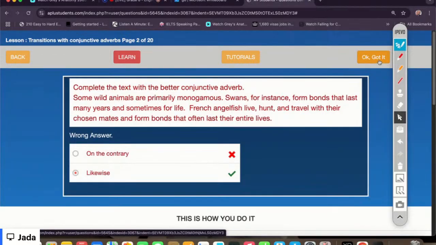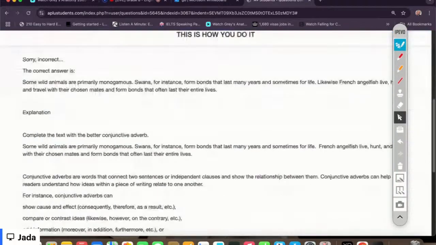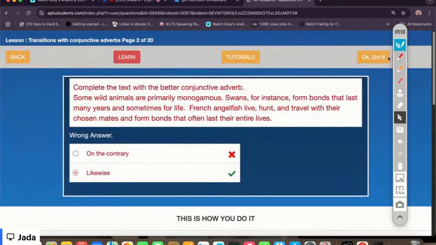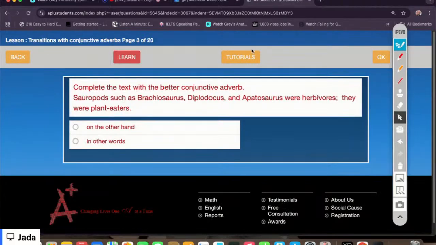So we have likewise, because it's just showing similarities. So you can scroll down and see that likewise better connects the idea in the text. Okay? Okay. So what do you think would be the right one for this answer? On the other hand or in other words?